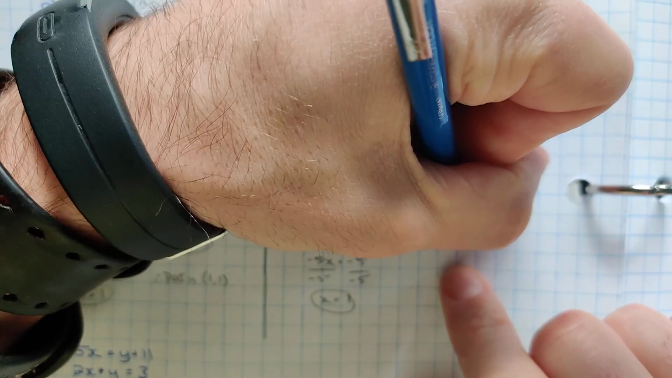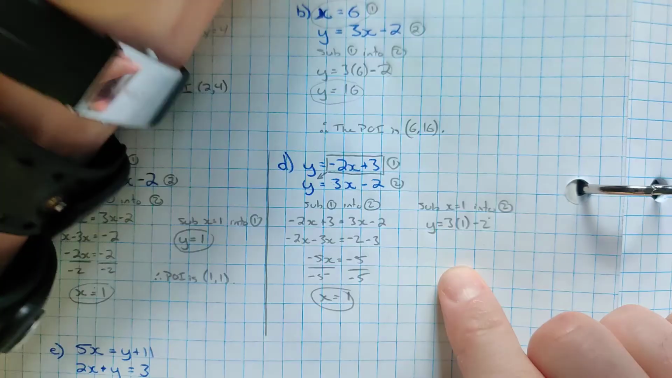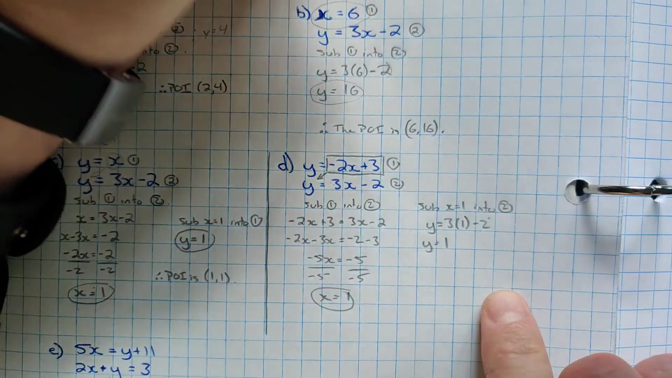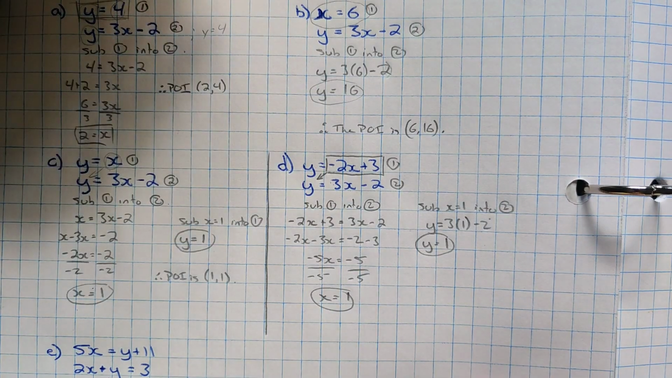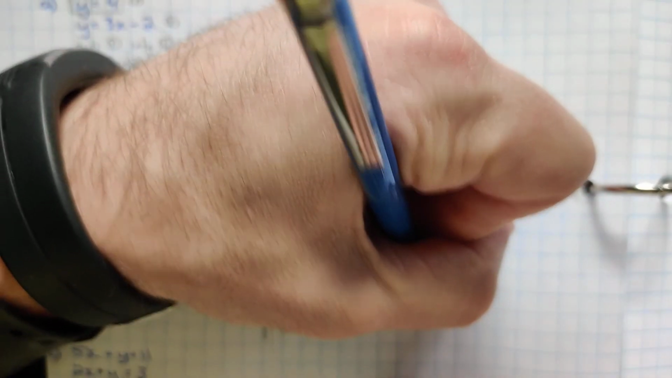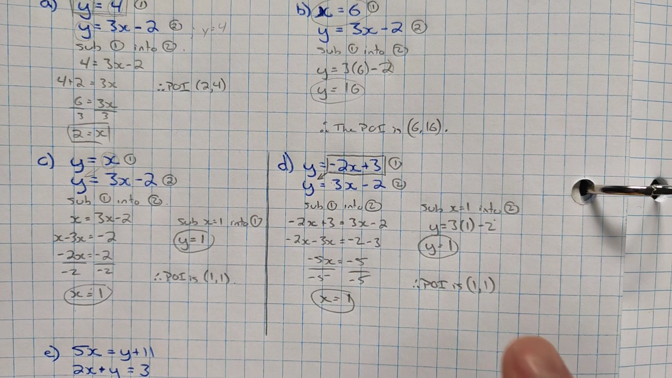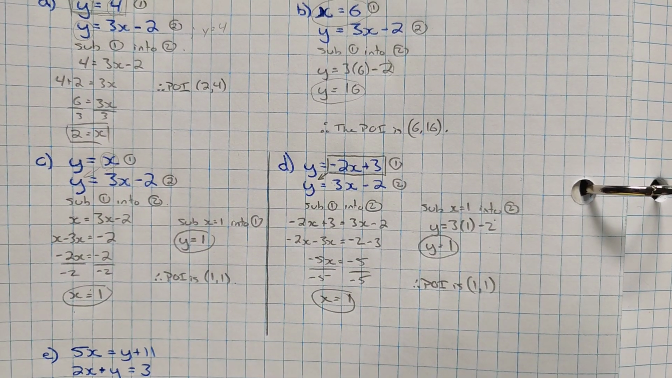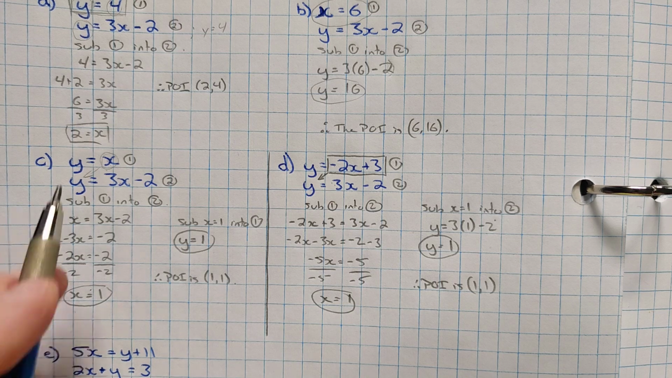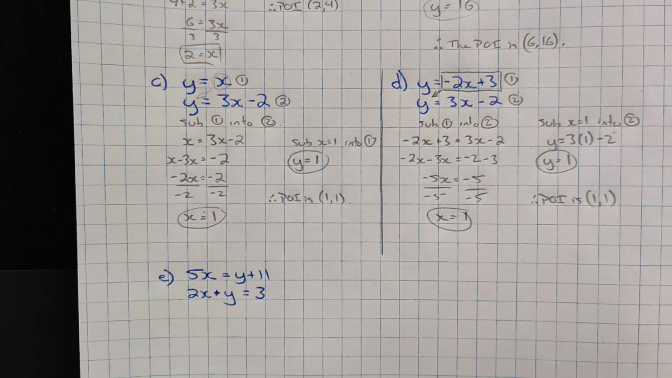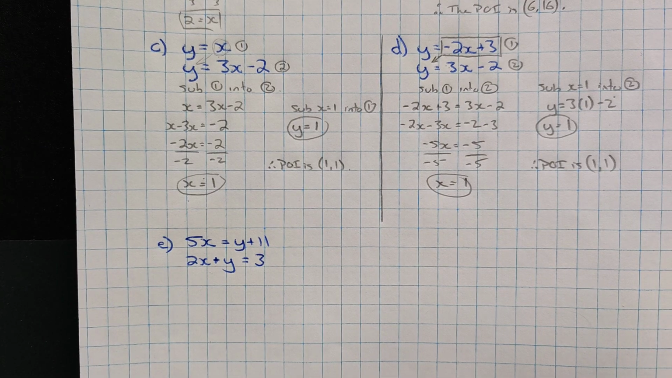y equals 3 times 1 minus 2. Now I calculate that. 3 times 1 is 3 minus 2 is 1. So in this case here, they intersect at 1 and 1. Therefore, the point of intersection is 1, 1. Do note, it's not always going to be like that. It just happened that both of these equations had the same point of intersection. I made up a random equation here. It just worked out.